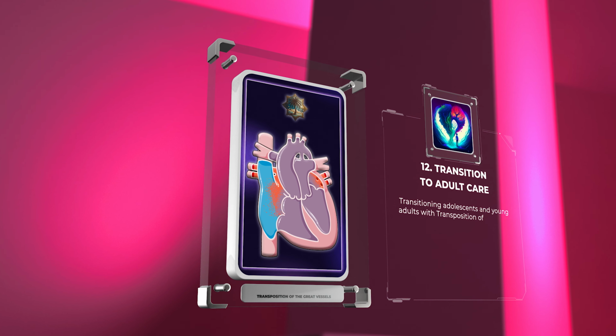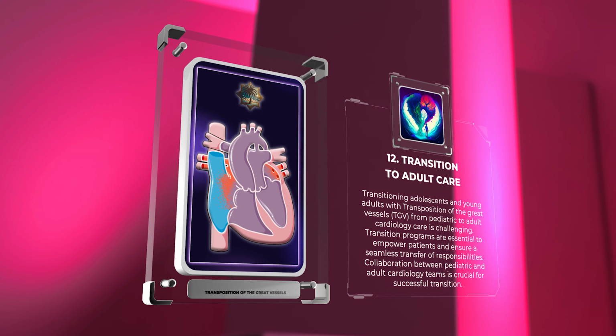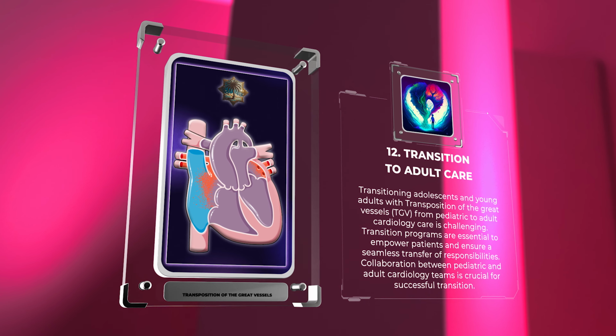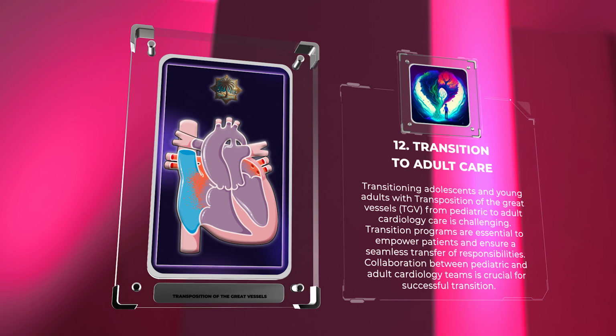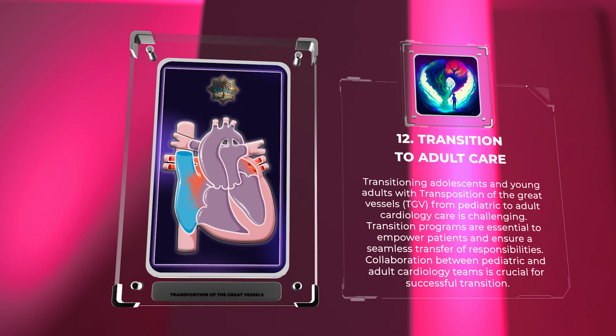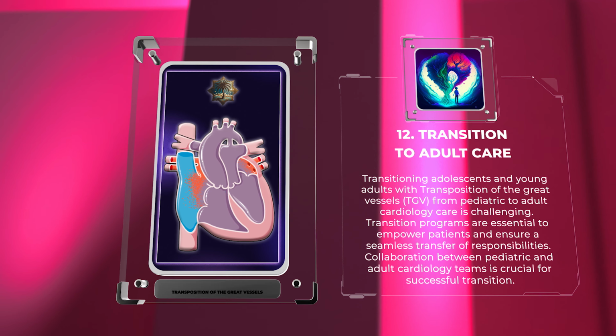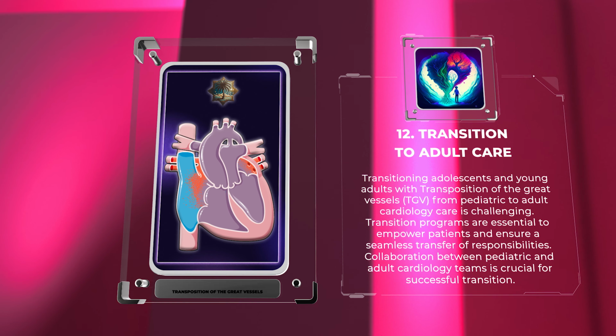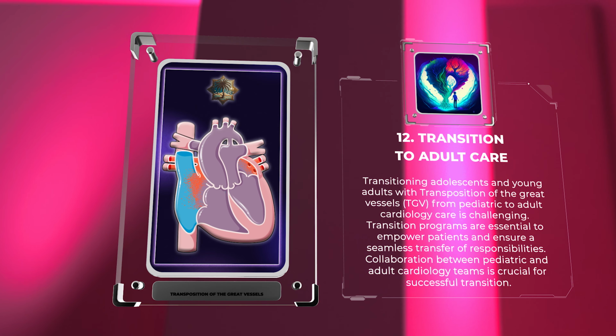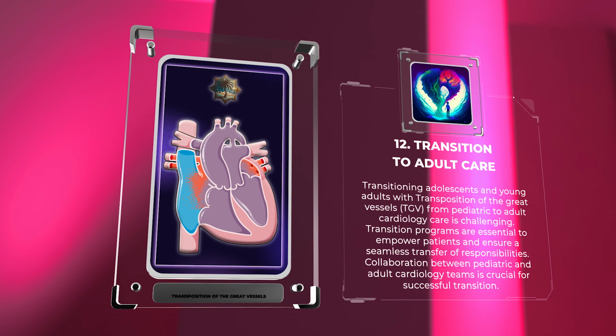Transitioning adolescents and young adults with transposition of the great vessels, TGV, from pediatric to adult cardiology care is challenging. Transition programs are essential to empower patients and ensure a seamless transfer of responsibilities. Collaboration between pediatric and adult cardiology teams is crucial for successful transition.